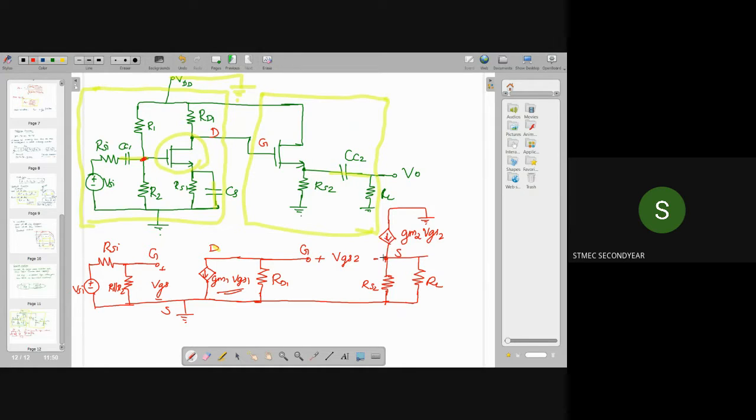We could also show this on this side, but I have drawn it this way to analyze more easily. Here at this point you can take the output. So this is the source terminal, this is the drain terminal. The drain is connected to ground, so from drain to source we have gm2 into VGS2.